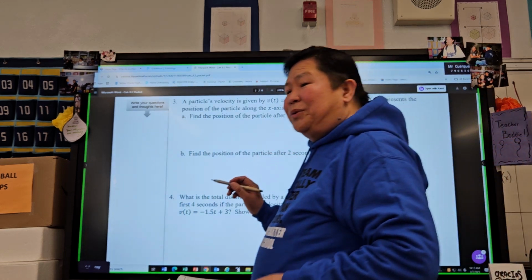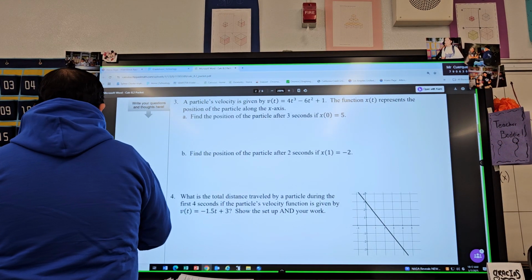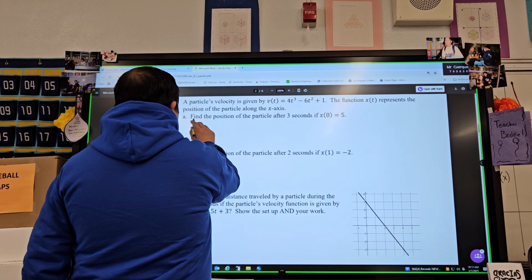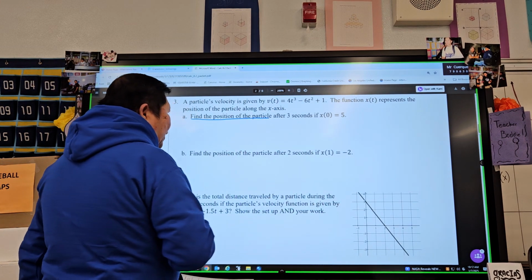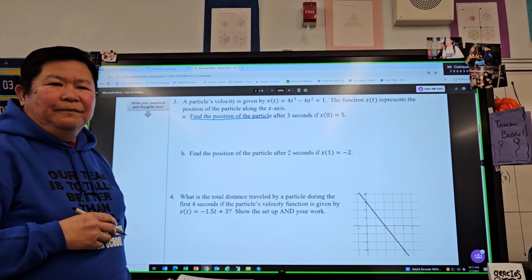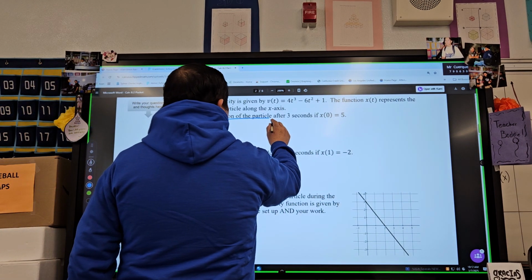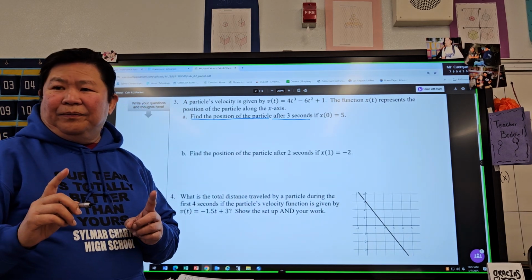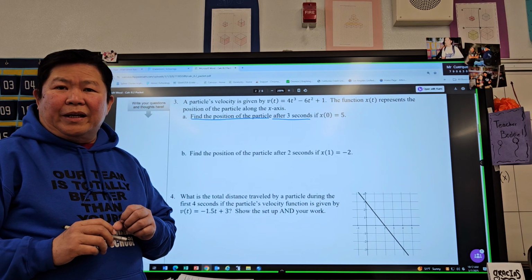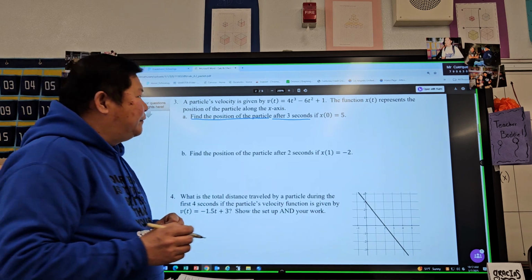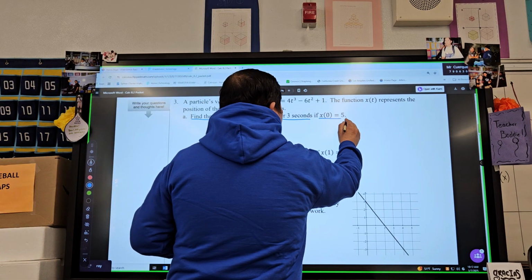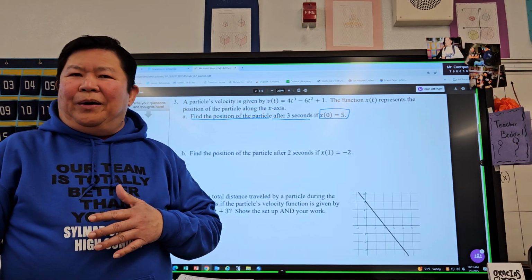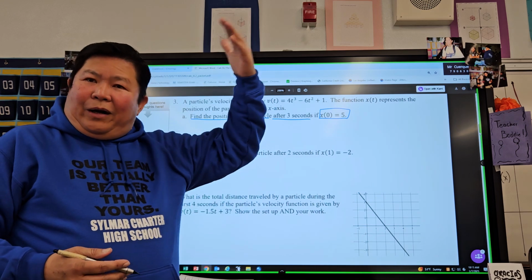Okay, careful on this word, guys. I just want you to highlight first. Find the position of the particle after 3 seconds. Highlight that again. And this is the condition: x of 0 is equal to 5. Now, what is your idea about this? x equals 0. Any idea? We dealt with this a while ago.